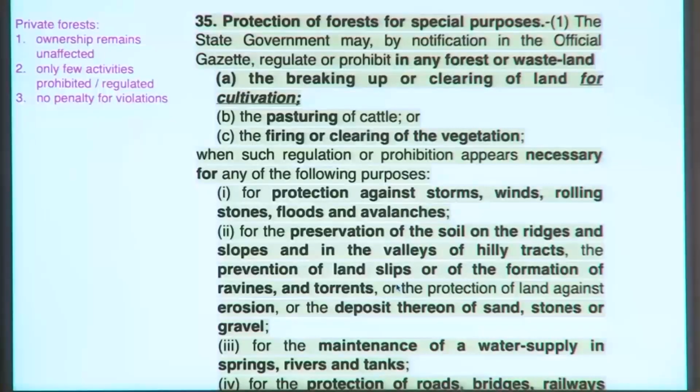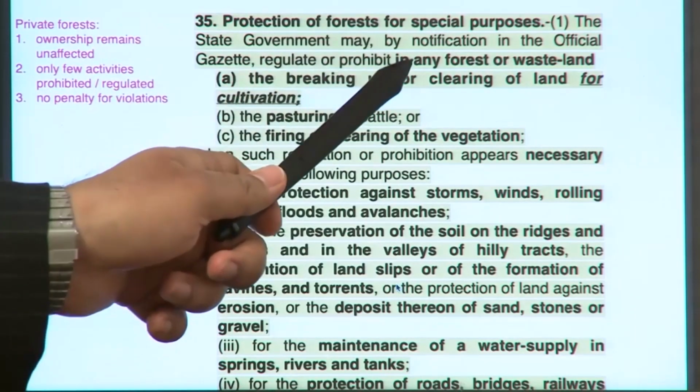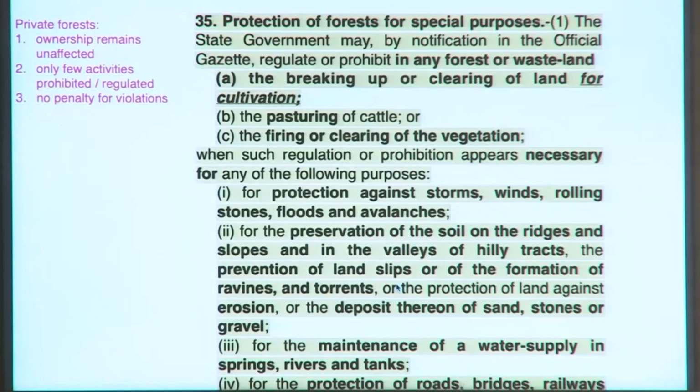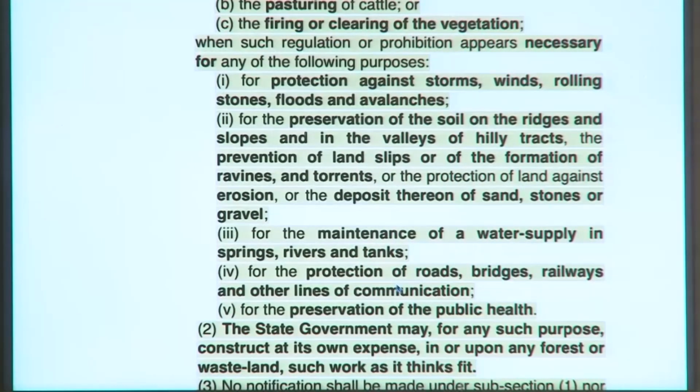Next, the act says section 35, protection of forest for special purposes. So, this is now again another power of the government because of this act. The state government may by notification in the official gazette regulate or prohibit in any forest or wasteland. Now, remember that earlier we were talking about forest or wasteland that were the government property for the making of the reserve forests, but now what we are saying is regulate or prohibit in any forest or wasteland the breaking up or clearing of land for cultivation, pasturing of cattle, firing or clearing of vegetation, when such regulation or prohibition appears necessary for the following purposes.